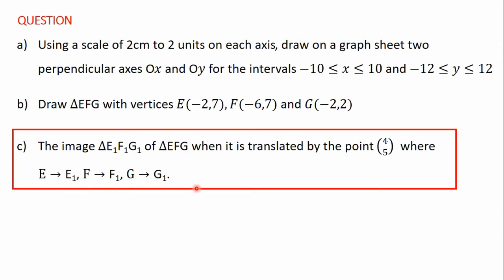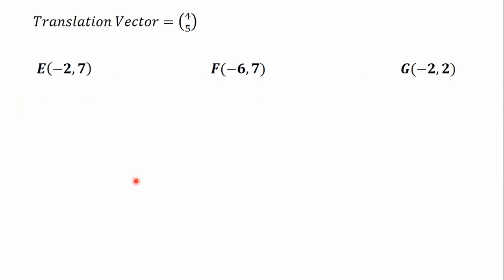As I've already explained, we are going to use the translation vector 4, 5 to translate E in order to get E1, we translate F in order to get F1, and then we translate G in order to get G1. So let's do that. The translation vector is 4, 5. The coordinates of E is -2, 7. The coordinates of F is -6, 7. And the coordinates of G is -2, 2.